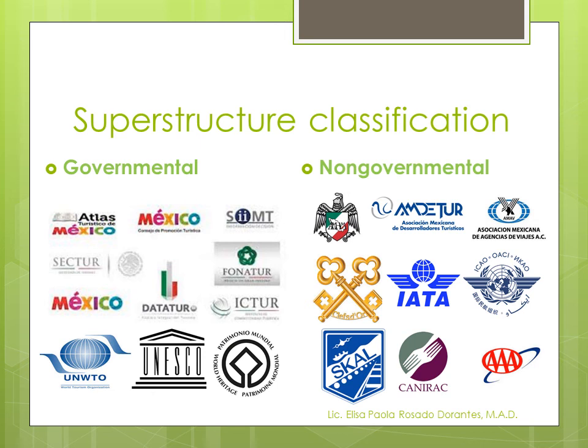Now, on the right side, you can see some examples of the non-governmental superstructure. And also, some of them are national institutions, and some of them are international institutions. Can you identify any of them? Very good.